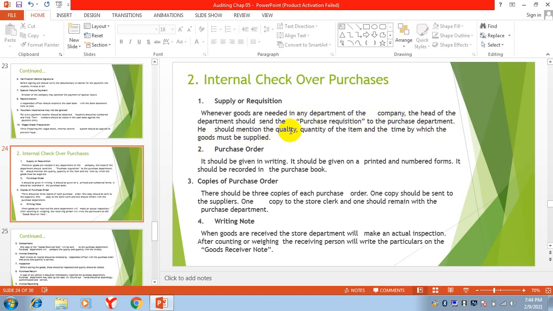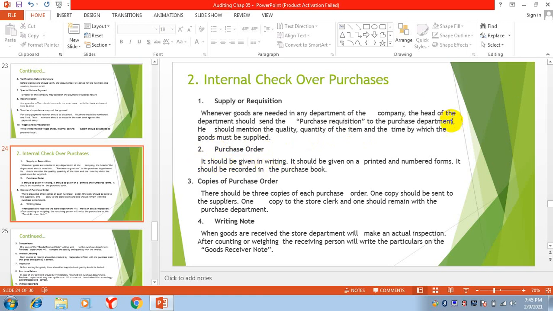He should mention the quality of the goods, the quantity of the item, and the time by which the goods must be supplied. When the goods are needed, you will mention each and everything clearly. So, for purchasing something, the department head will write a requisition to the purchase department, in which he will write the quality of goods, the quantity of goods, and the time on which you need these goods.